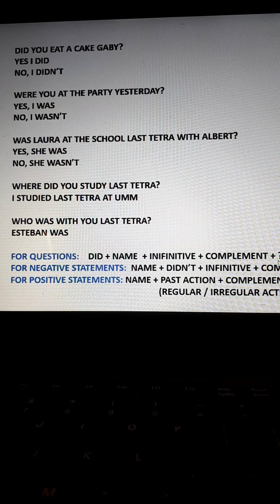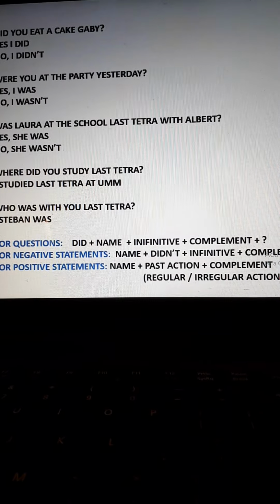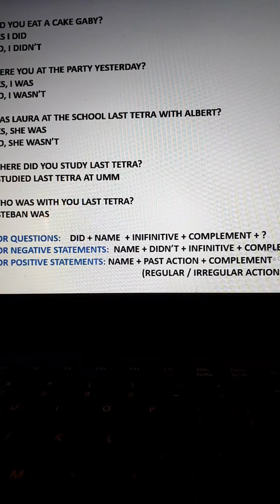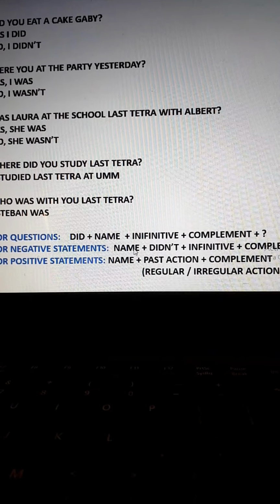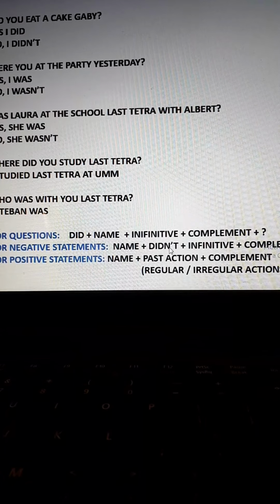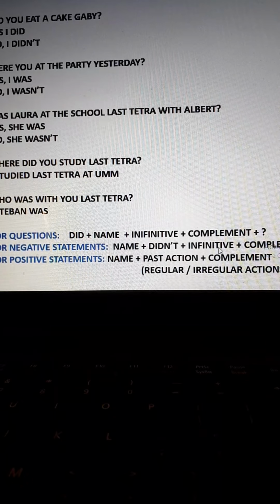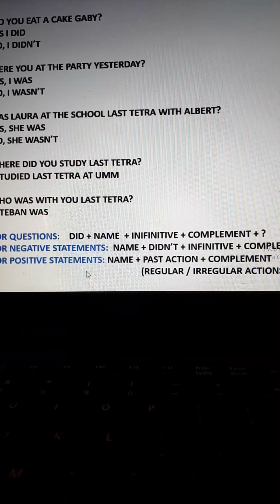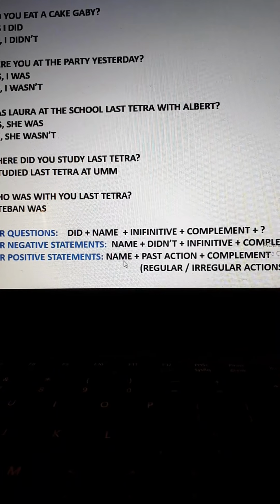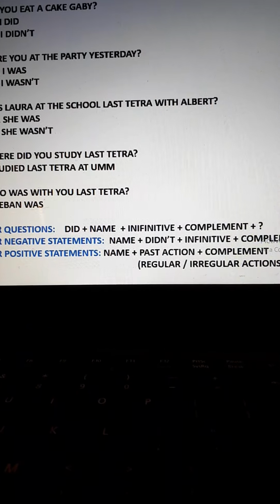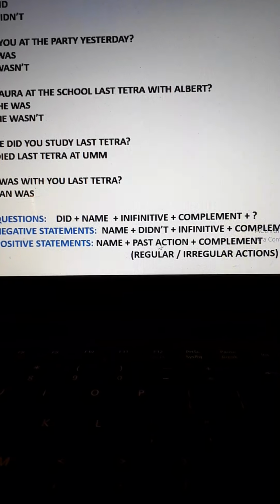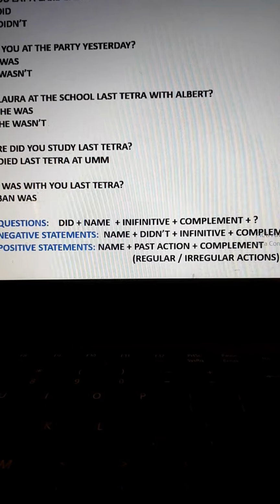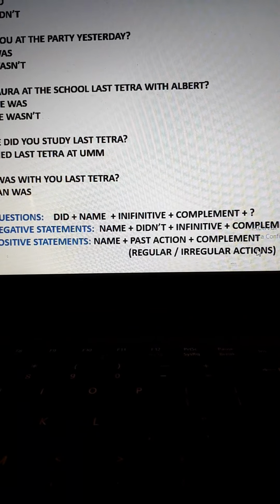Remember that in English you just have to use a question mark at the end, okay? If it is a negative statement, you need the pronoun or name, singular or plural, plus didn't, plus the action in base form, plus the complement. And remember that if it is positive, you need the name or the pronoun or the subject, plus the action in past, regular or irregular, okay, plus the complement.